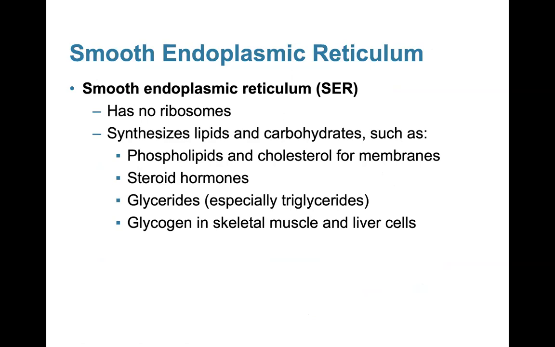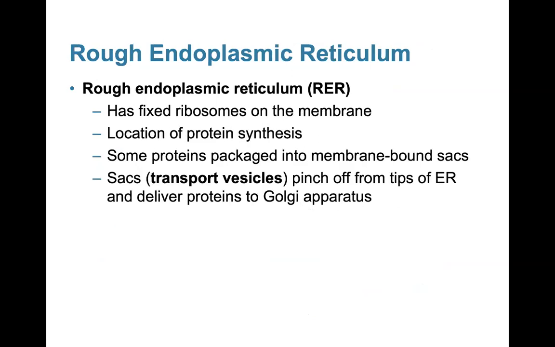The smooth ER is called the smooth ER because it has no ribosomes. It synthesizes lipids and carbohydrates, such as phospholipids and cholesterol for membranes, steroid hormones, glycerides, and glycogen in skeletal muscle and liver cells. The rough ER has fixed ribosomes on the membrane. It is the location of protein synthesis. Some proteins are packaged into membrane-bound sacs, and these sacs, or transport vesicles, will pinch off from the tips of the ER and deliver the proteins to the Golgi apparatus.